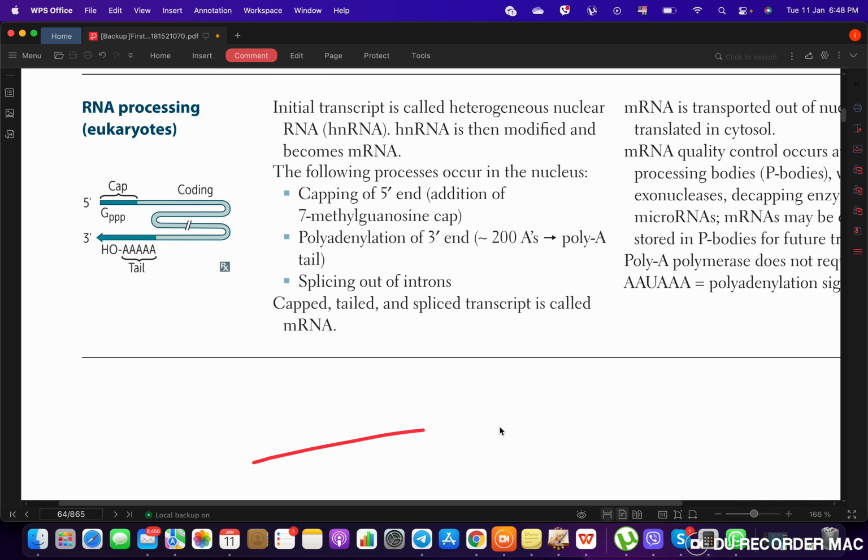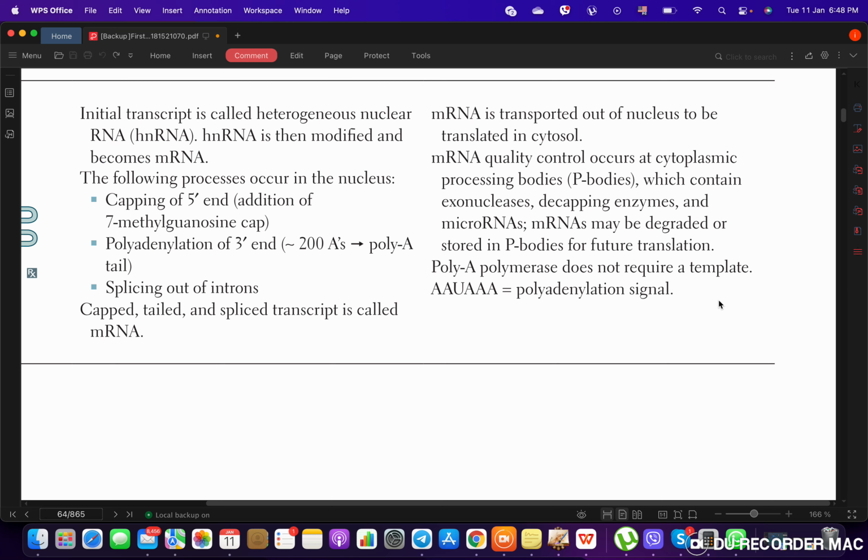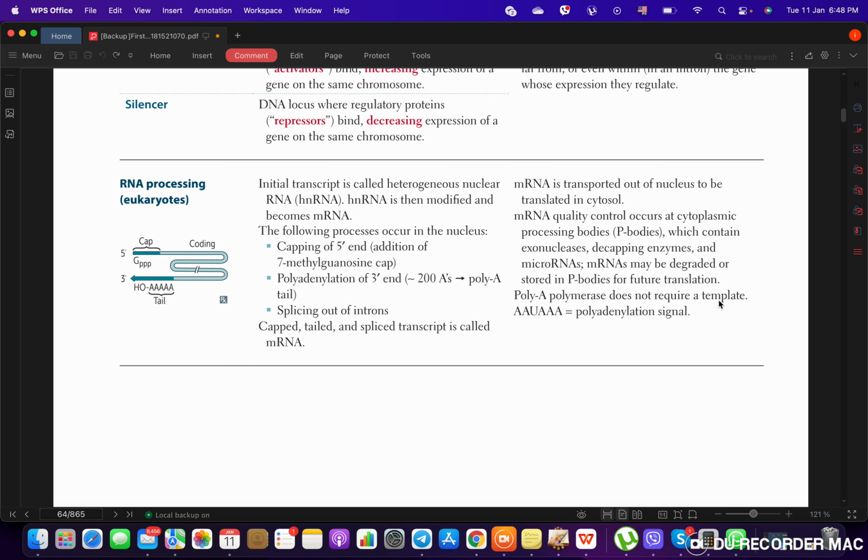Okay? So we have an mRNA, we put a hat on it, we make a tail for it, we cut the introns out of it, and it's ready to go. And all of this process, where did it occur, guys? Come on. Absolutely, yes, it occurred in the nucleus. So the mRNA is transported out of the nucleus to be translated in the cytosol.